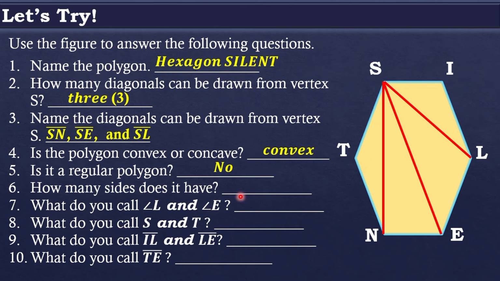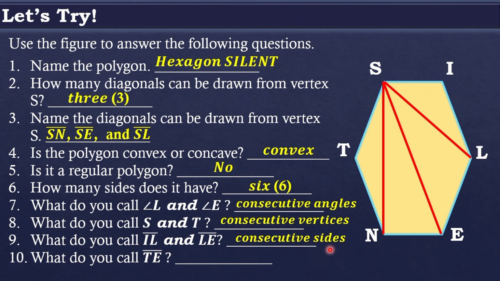How many sides does it have? We have 6. What do you call angle E and angle L? So, that is consecutive angles. How about S and T? Consecutive vertices. Side IL and side LE. So this is consecutive sides. And what do you call TE? So I am connecting two non-consecutive vertices. So this is what we call a diagonal.